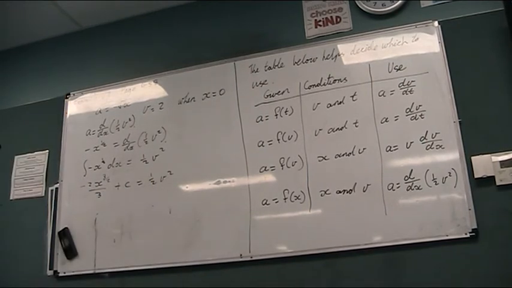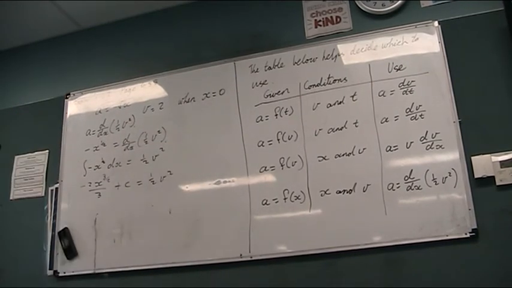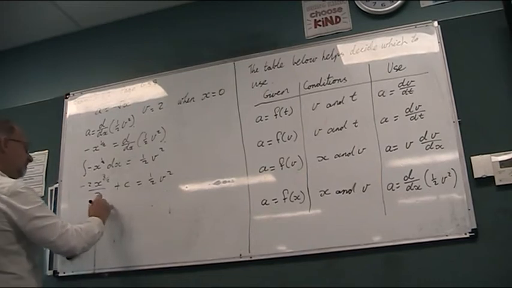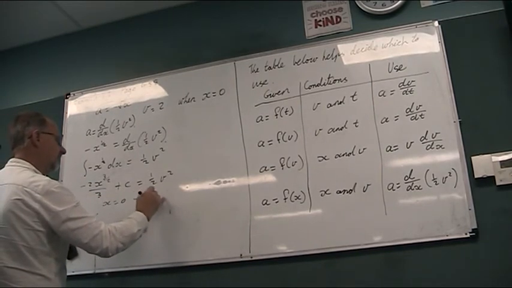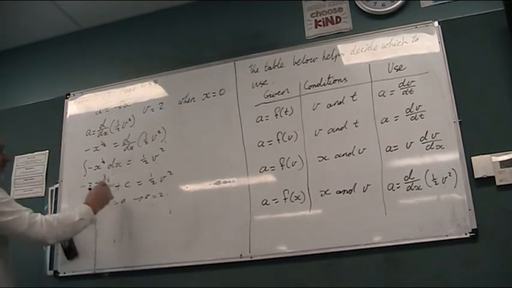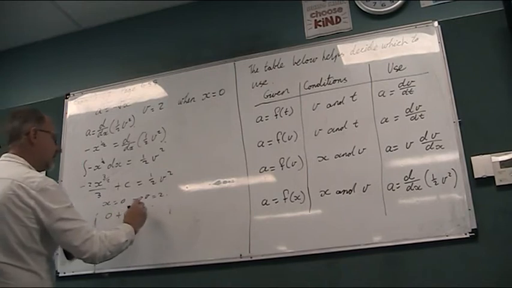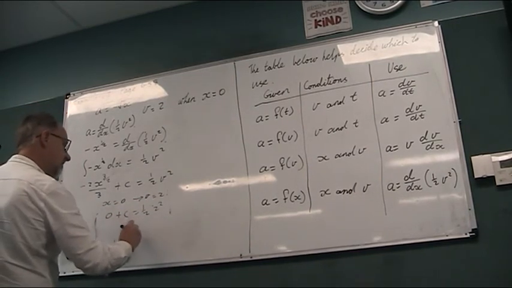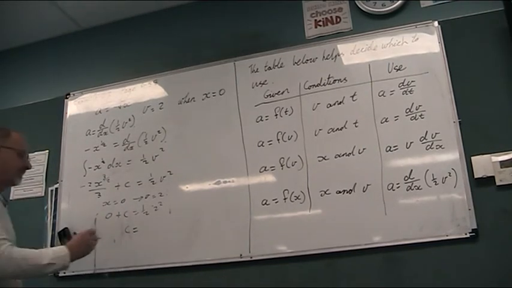Alright, we were given some information. We were told that v is 2 when x is 0. So if x is 0, v equals 2. Stick that in. Put 0 in here, you get 0 plus c is a half of 2 squared. So c is a half of 4, which is 2.